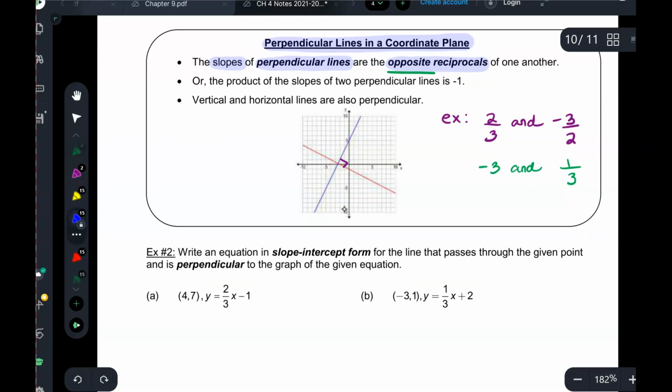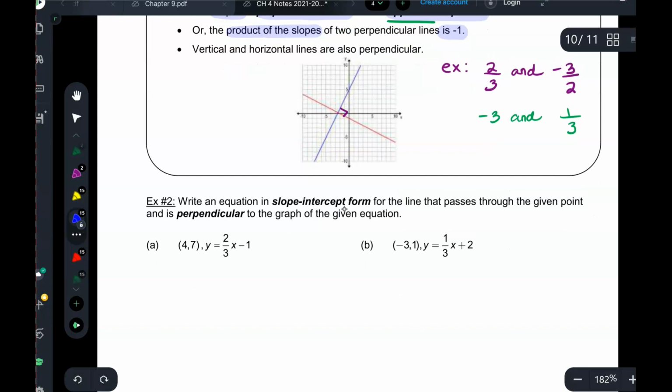Another way to look at it is the product of the slopes is always going to be negative 1. If I were to multiply these together, do I get negative 1? Yeah, I get negative 6 over positive 6. That's right. And negative 3 times a third. Yeah. So that's a way you can confirm that they are opposite reciprocals. And then here, just a quick note, vertical and horizontal lines are also perpendicular. Again, I just have to express that because vertical lines have undefined slope, and a horizontal is 0.